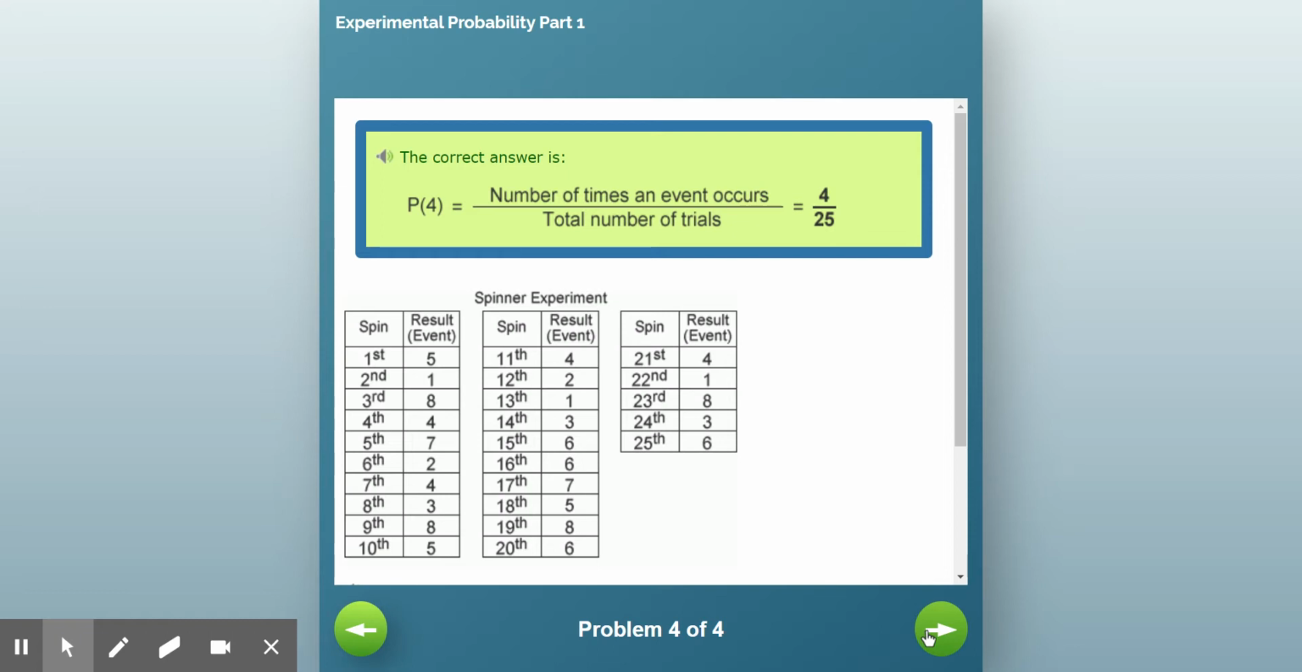So the difference between theoretical probability and experimental probability is that theoretical is what should happen based on outcomes. Experimental is the number of times an event occurs to the total number of trials.